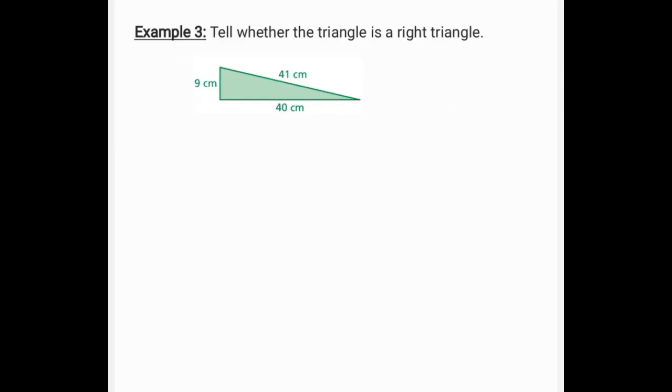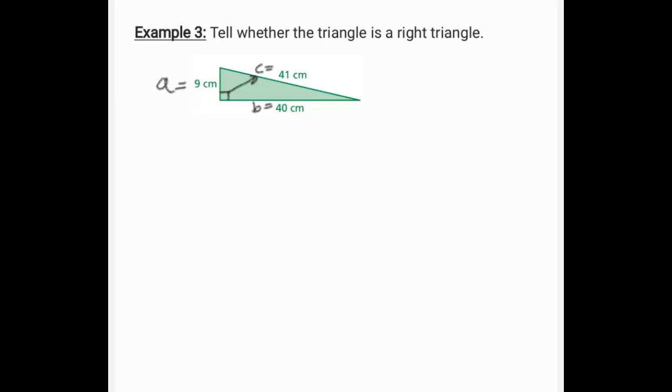In example 3, it is asking us to tell whether the triangle is a right triangle, and so we're going to use the Pythagorean theorem to determine if it is a right triangle. In our previous lesson, when we're given a triangle like this, we're looking for our 90 degrees. Our 90 degrees angle will be here. Opposite of the 90 degrees, this leg is C, and then from here I can call this base as B, and then this is A.